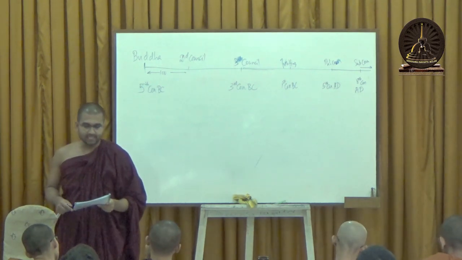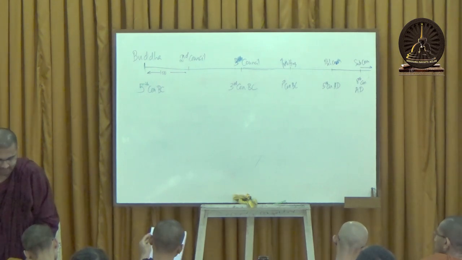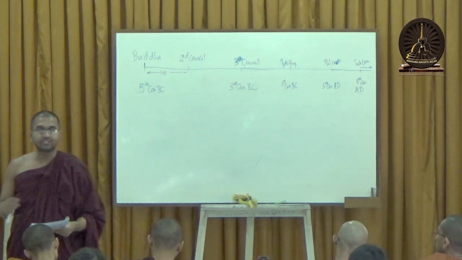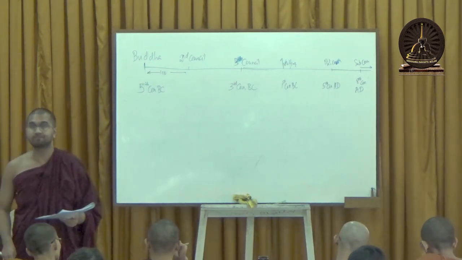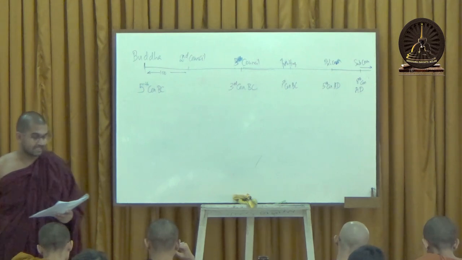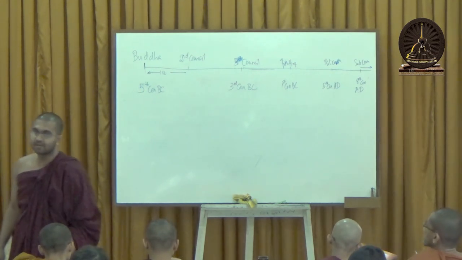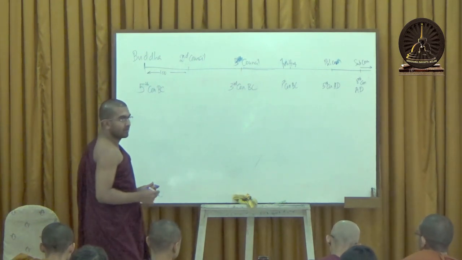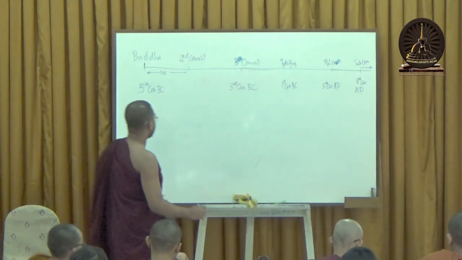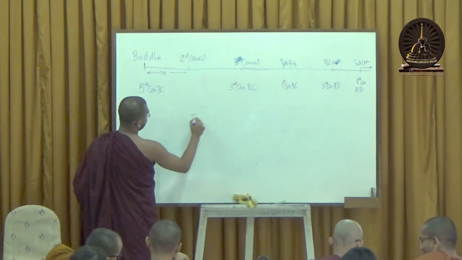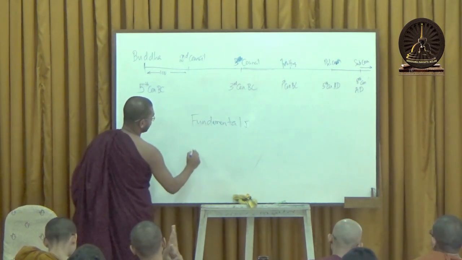For today's lecture, if you have the handout, it is lecture number 3. The topic is the fundamentals of the Mahavihara tradition, part 1. When I say Mahavihara, I'm referring to the Theravada tradition. The subtitle says the fundamentals and the rudimentary philosophies of the Mahavihara tradition. Today, we are first going to discuss two points: fundamentals and their philosophies.